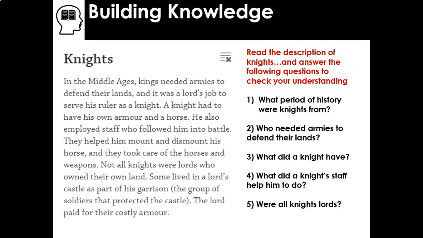So if you look here, it says we're going to read the description of knights together. And we're going to answer the following questions so that we can check our understanding. So guys, I don't want you to rush ahead of me. We're going to do this together. I'm going to read it and go through the questions, and then Miss will pause it and give you time.